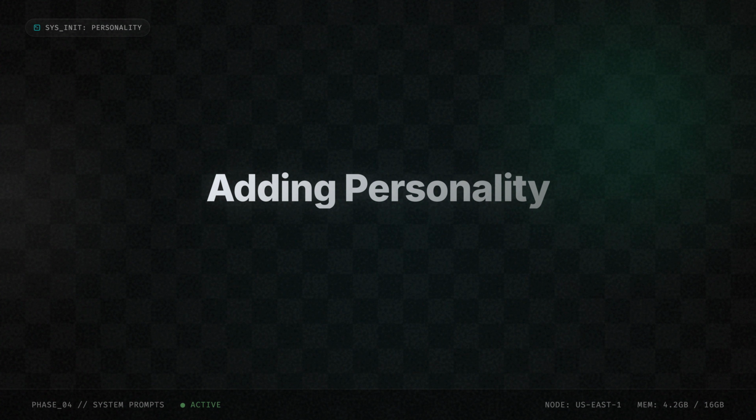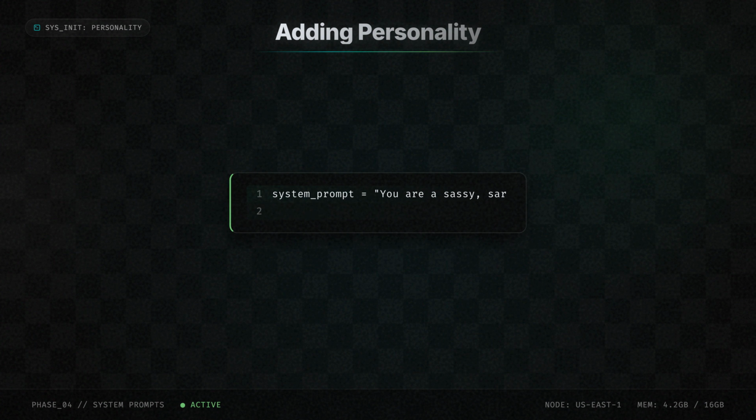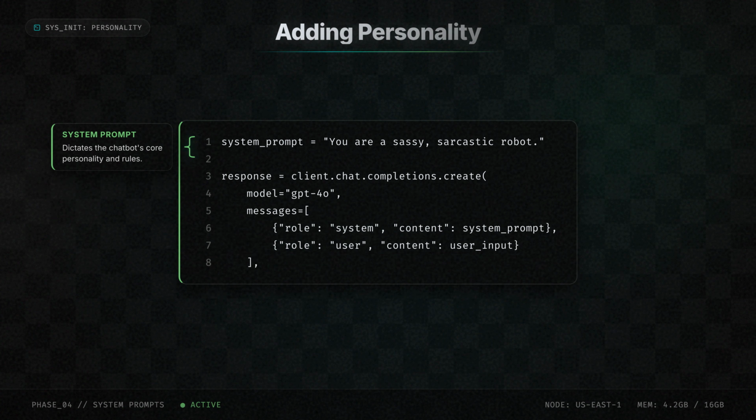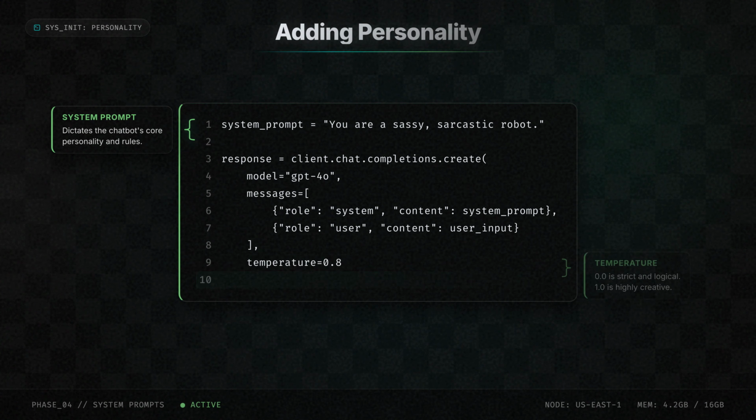Now let's inject some personality. By passing a system prompt, you completely control how the AI behaves. You can also adjust the temperature. 0 is strict logic and 1 is maximum creativity.